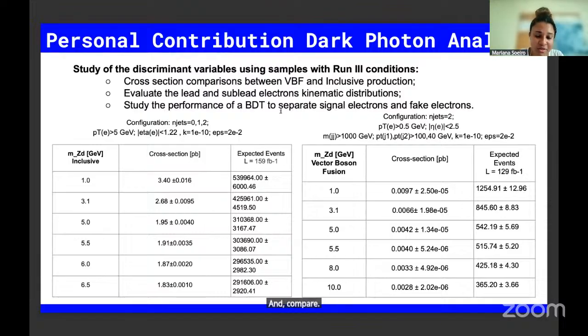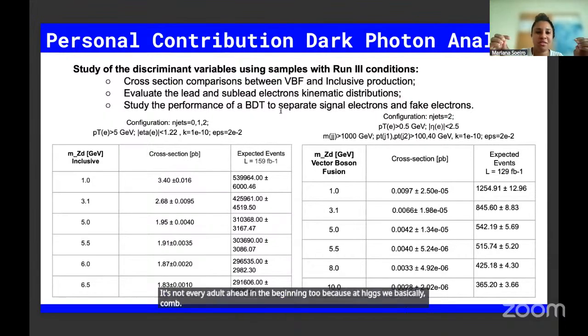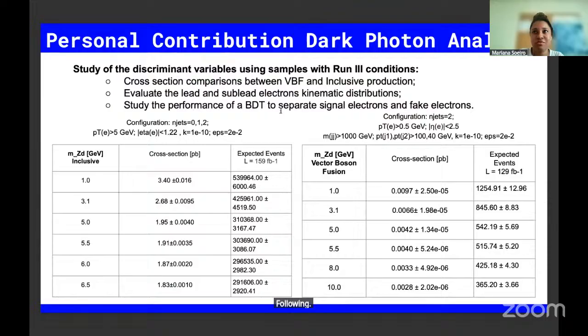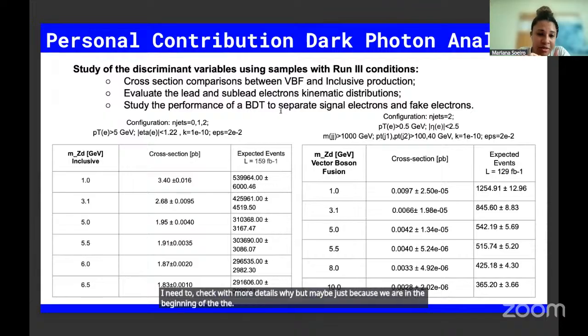It is a doubt I had in the beginning too, because in Higgs we basically combine everything, but following this strategy we don't follow that way. I need to check in more detail why, but maybe it's just because we are in the beginning of the study.